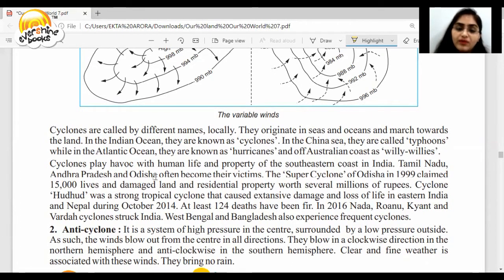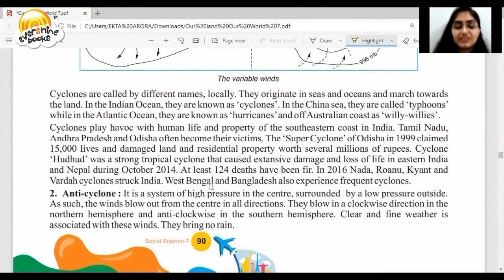They play havoc with human life and property of the southeast coast in India. Tamil Nadu, AP, Odisha often became their victims. The super cyclone of Odisha in 1999 claimed 15,000 lives. So these are the examples which have been given of the previous cyclones which we have experienced.